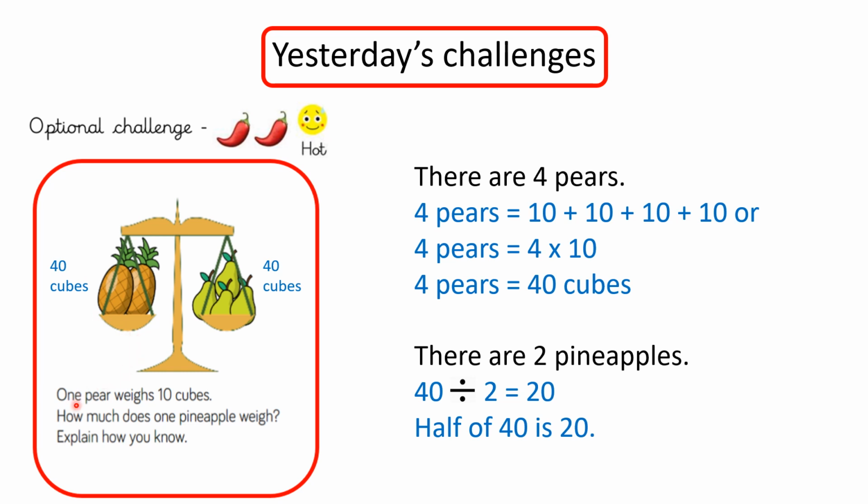So because I knew that one pear weighed 10 cubes, I needed to times 10 by 4 because there are 1, 2, 3, 4 pears on that side of the scale. So I wrote out a number sentence. I wrote out 10, add 10, add 10, add 10. Or I also could have written out 4 times 10 and I would have got the same answer, and that gave me 40 cubes altogether. So on this side of the scale there are 40 cubes worth of pears. The mass is the same as 40 cubes.